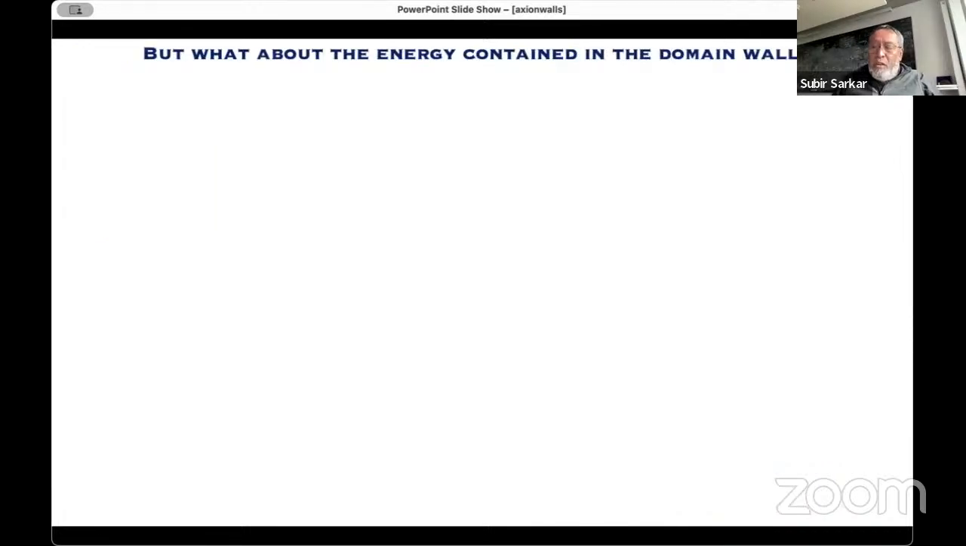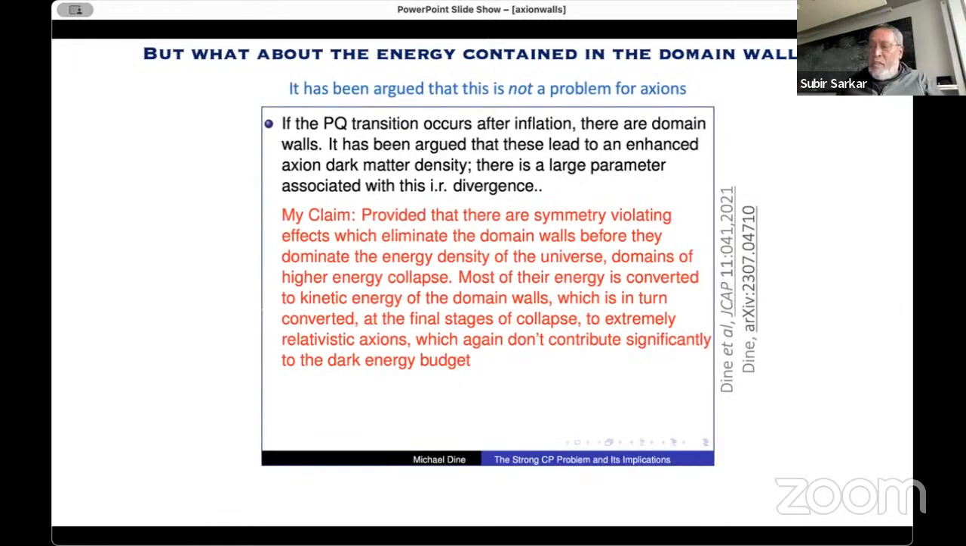Because once the domain walls collapse, the energy that is contained in them will be radiated. Now, the domain walls are basically made of axions, so they will radiate a lot of axions. And because they also have, in principle, high tension, they will radiate gravitational waves. So these are the two ways that domain walls can radiate.